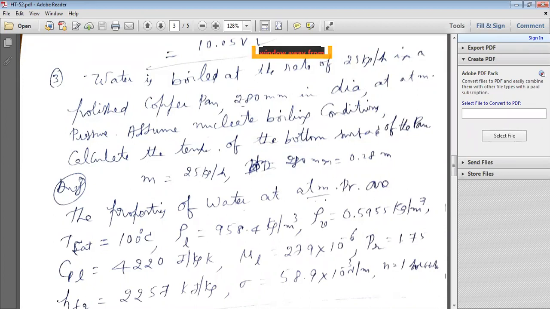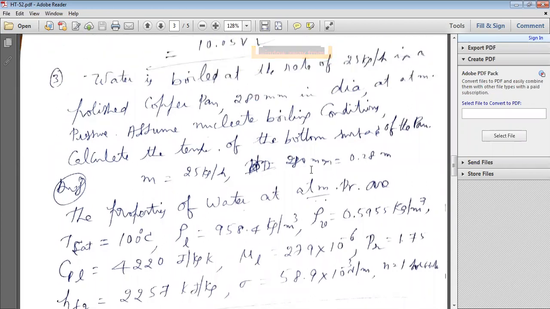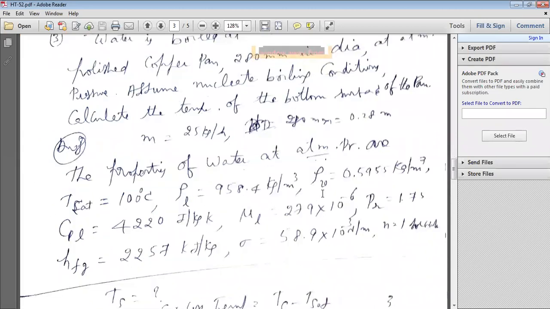Ts is to be calculated here. The mass of water boiled is 25 kg per hour, and the diameter of the pan is 280 mm, that is 0.28 meters. The properties of water are to be taken at atmospheric pressure, that is 1 bar, where the saturation temperature is 100 degrees centigrade. Density of the liquid, rho L, is 958.4. Density of the water vapor is 0.5955 kg per meter cube. These are the properties of water at atmospheric pressure from the tables.